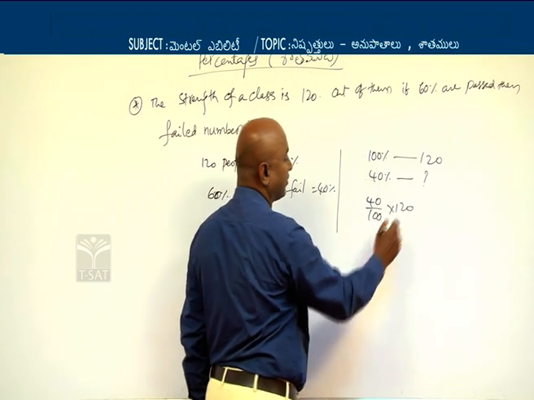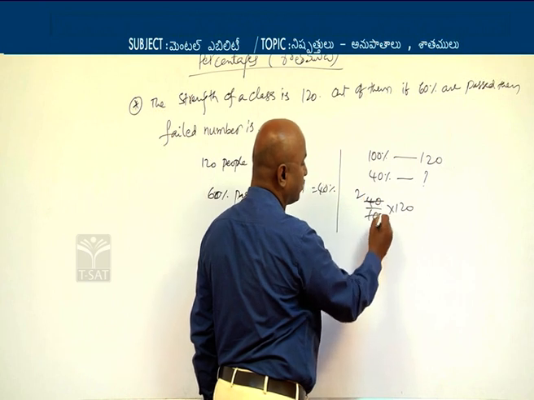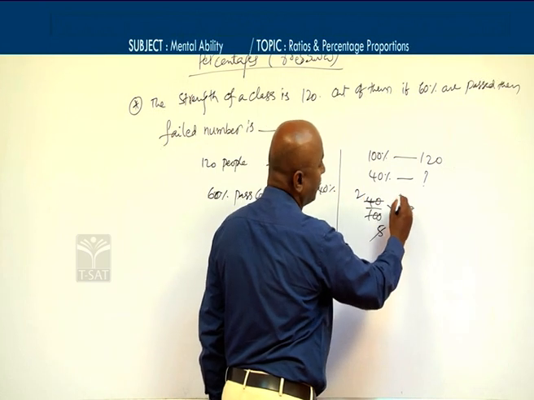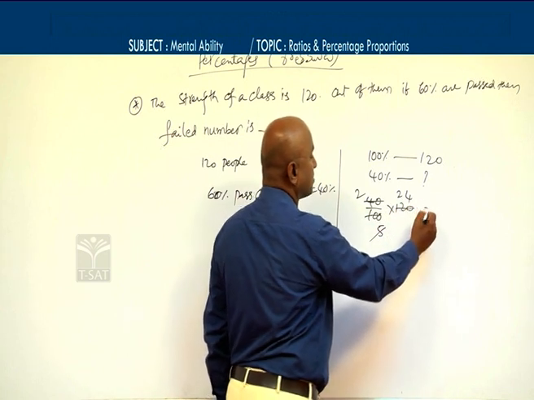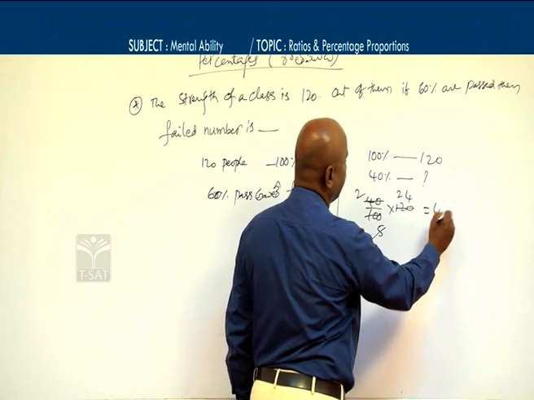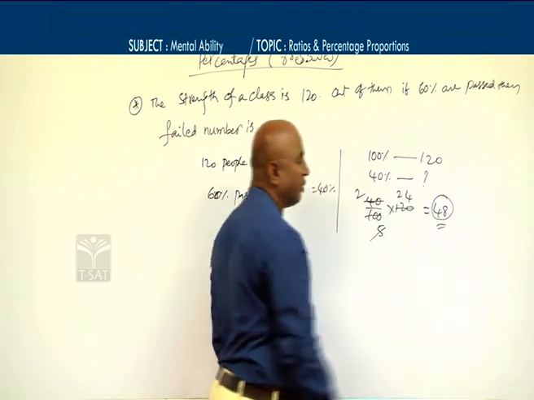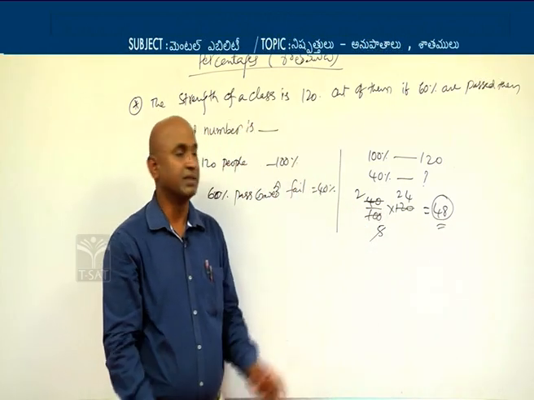40 by 100 into 120. So 2 20s, 2 5s, 5 1s, 5 2s 10, 5 4s are 20. So 24 2s are 48. So the number of failed candidates is 48.